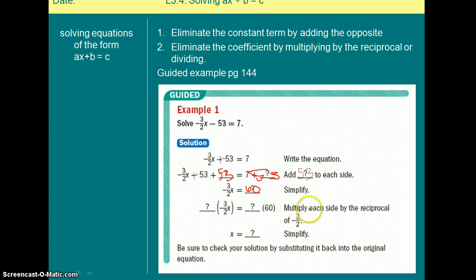Moving on, it requests that we multiply each side by the reciprocal of negative 3 halves. The reciprocal of a negative is always a negative, and we want to turn that fraction upside down. This, remember, will give us factors that will cancel out for us.